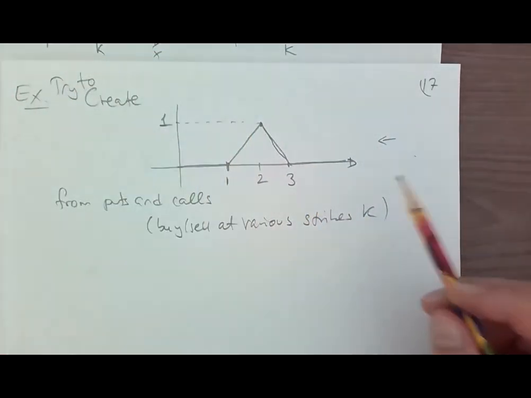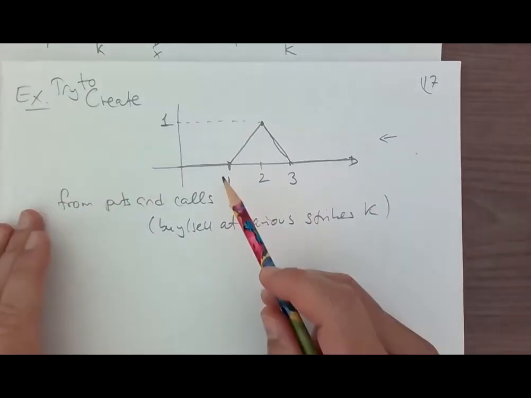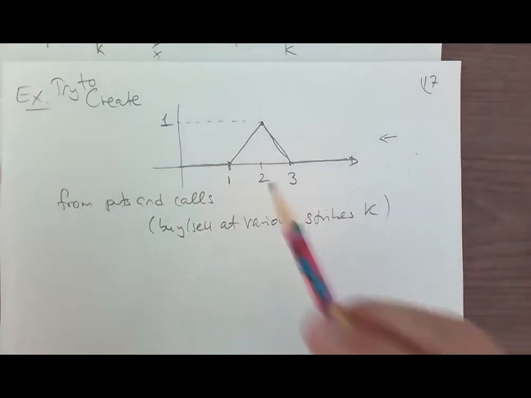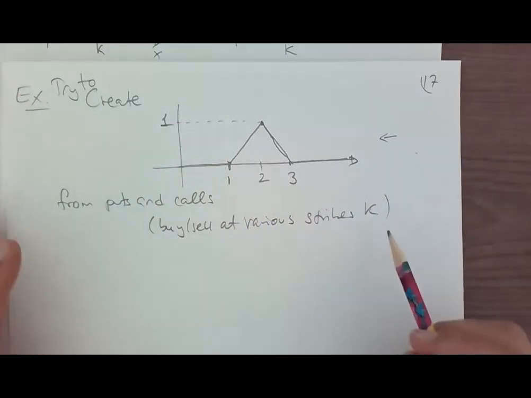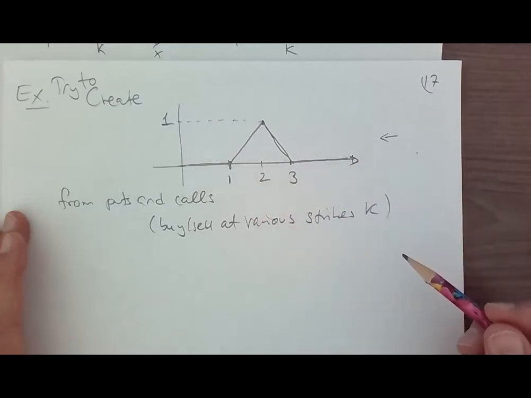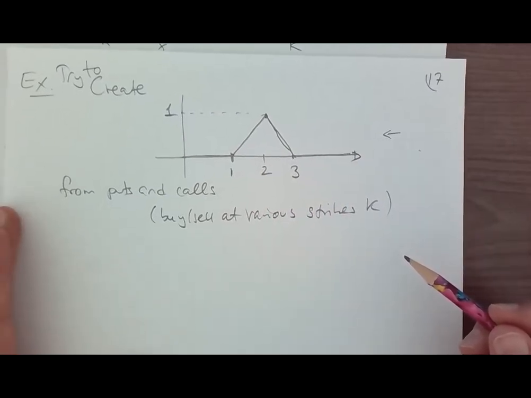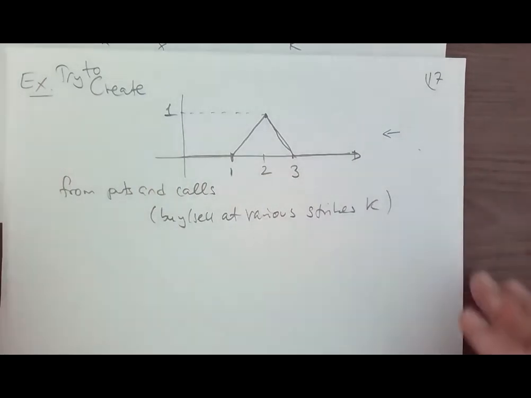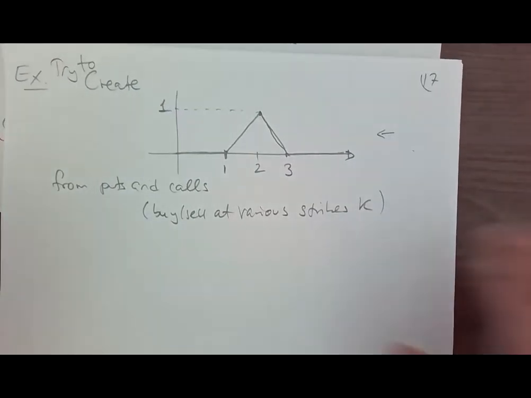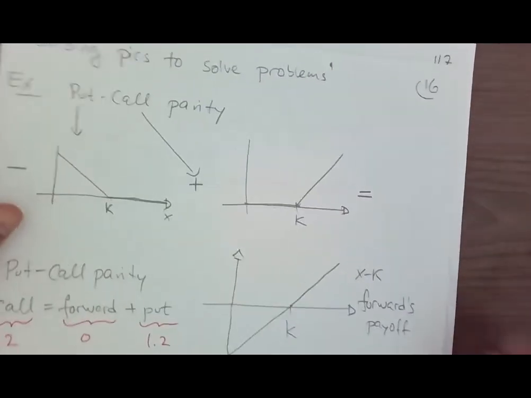I won't take you through the solution here, but I hope you can get a sense of what you need to do. You need to buy and sell calls at various strikes, right? So there's going to be something with strike 1, strike 2, and strike 3. You're going to be buying and selling puts and calls at these 3 strikes. How many do I need to buy at the various strikes? So this is a typical question that you can solve using these pictures.